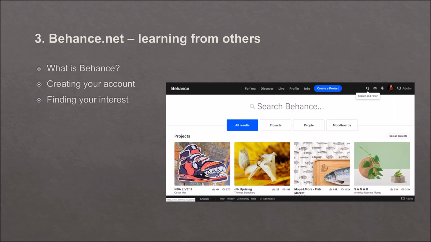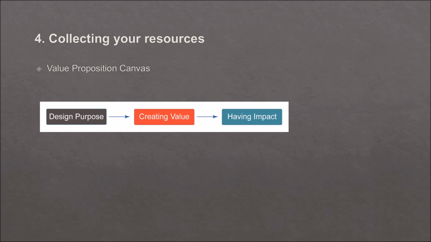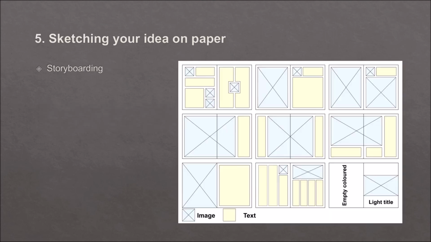This part is about Behance.net, learning from others. And Behance is a platform for creative designers. From there, you can learn a lot. In this part, we will talk about Behance, how to create your account, and how can you find your interest. Number 4, it's about collecting your resources. In this part, we will talk about value proposition canvas, from design, purpose, to creating value and having impact.